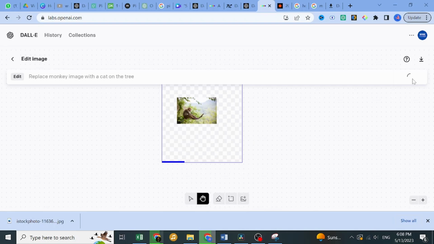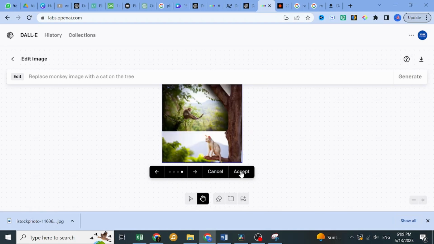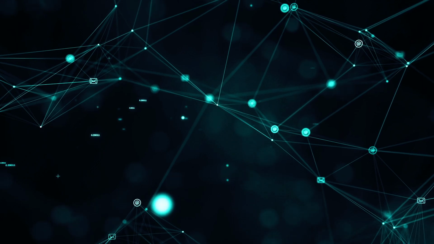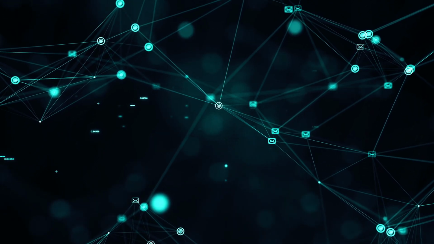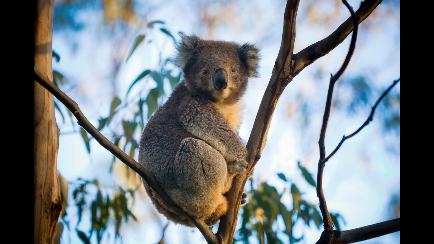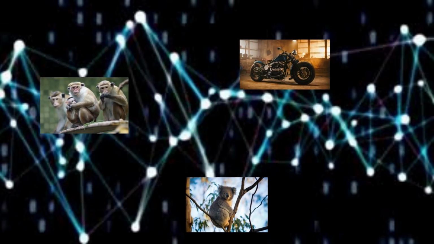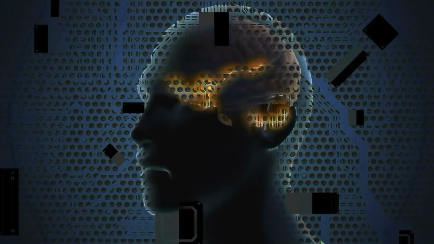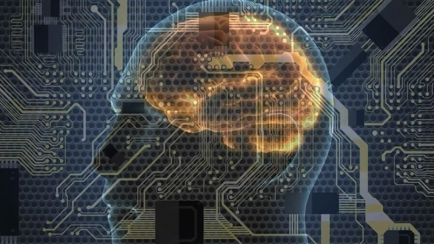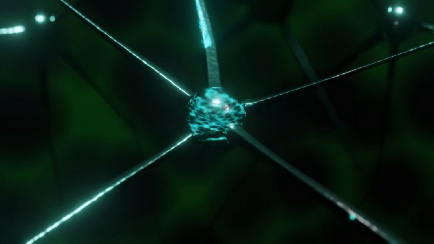But Dall E 2 isn't just about creating art. It can also help us understand how advanced AI systems see and understand our world. Dall E 2 was created by training a neural network on images and text descriptions. Through deep learning, it not only understands individual objects like koala bears, monkeys, and motorcycles, but also learns from relationships between objects. This can help us better understand how AI systems perceive the world around us and how they could lead to exciting advancements in artificial intelligence in the near future.